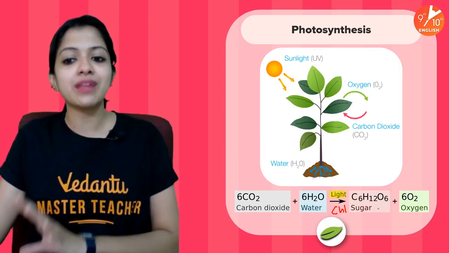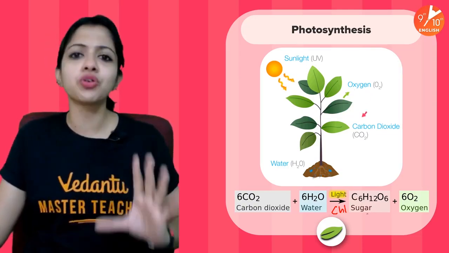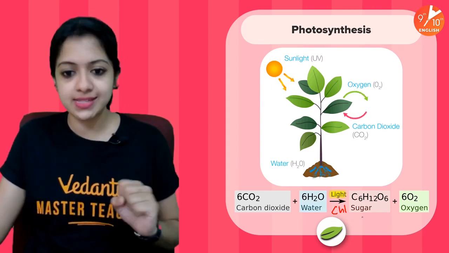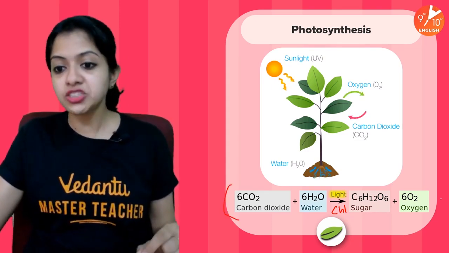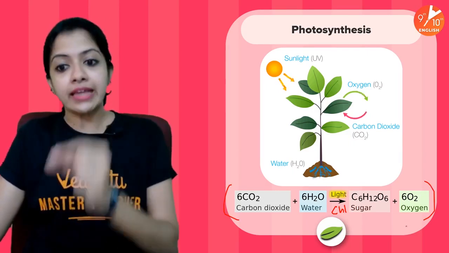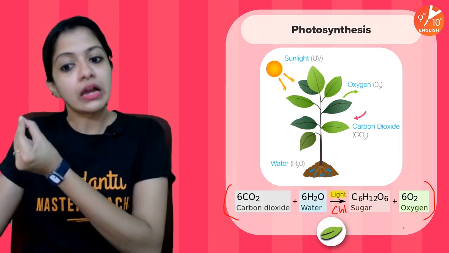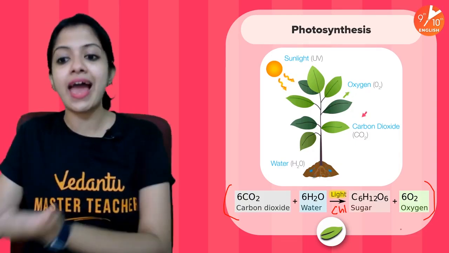So C6H12O6 is the chemical formula of glucose. In general, we call them sugars. Carbohydrates, we call them sugars. So this is the equation which summarizes photosynthesis: 6CO2 plus 6H2O in the presence of sunlight and chlorophyll, producing glucose or sugars in general and oxygen.